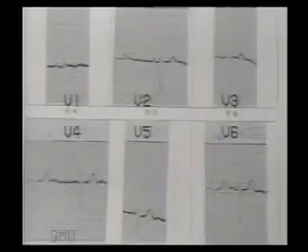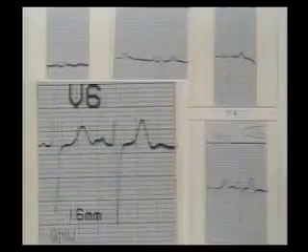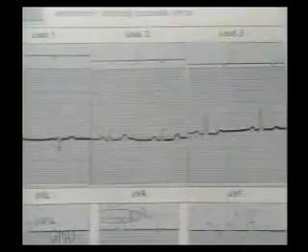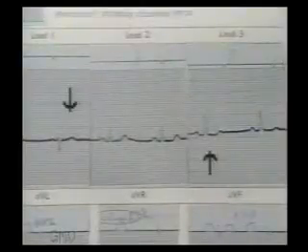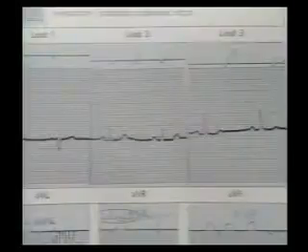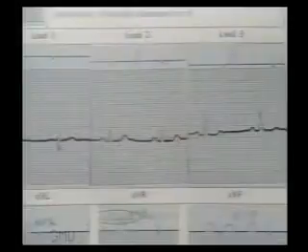Let us measure the amplitudes of RV1 and SV6. RV1 is 6 millimeters. SV6 is 16 millimeters. RV1 plus SV6 is 22 millimeters. So the criteria for diagnosis of right ventricular hypertrophy are met with. Coming to limb leads, negative QRS in lead 1 and positive QRS in lead 3 denotes right axis deviation, and P wave in lead 2 is broad, suggesting left atrial hypertrophy.